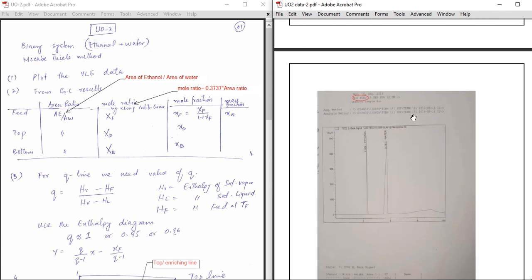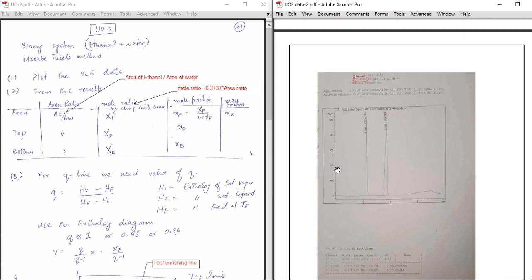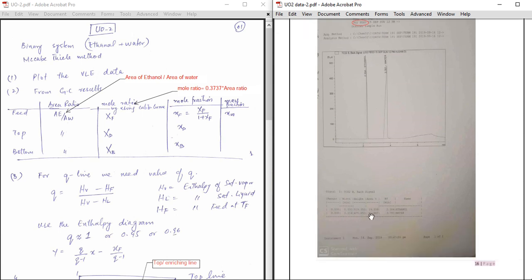The sheets below show the GC analysis, or the gas chromatography. This stream says UO2 feed, and here you see the two peaks, one for the ethanol and one for the water. We should be expecting these peaks because it is a binary mixture consisting of ethanol and water. Here you can see the corresponding areas of these peaks.